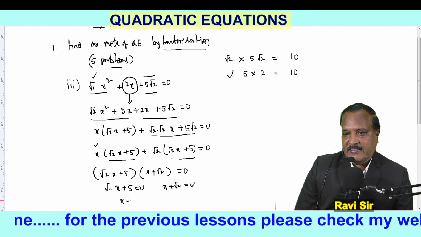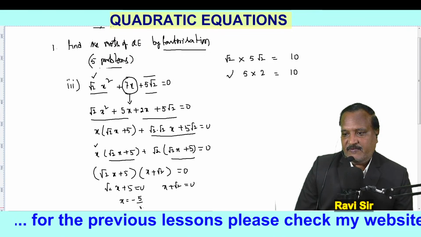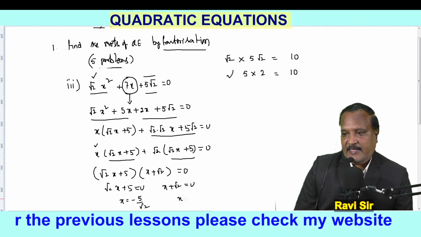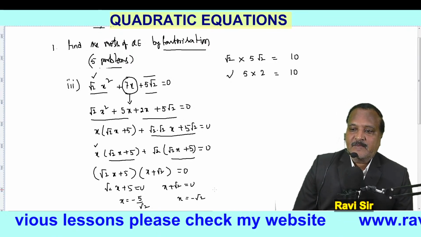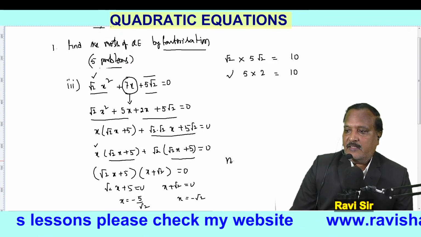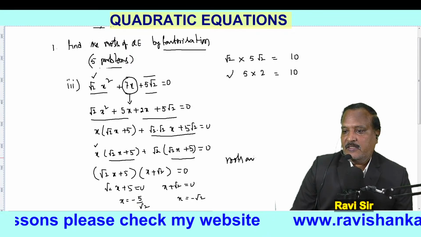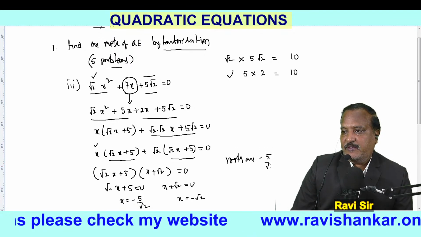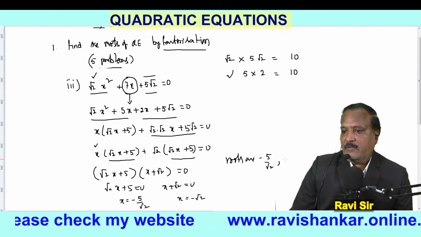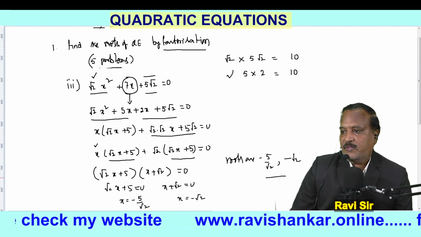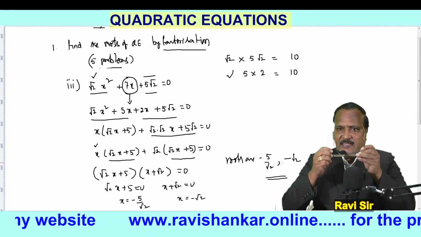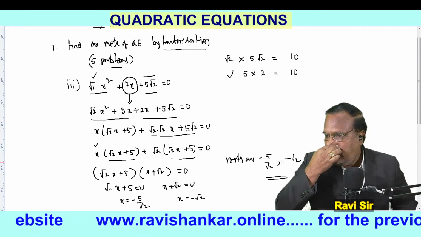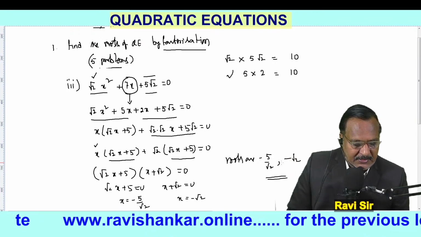So x is equal to minus 5 upon root 2 and x is equal to minus root 2. Okay, so the roots are minus 5 upon root 2 and minus root 2. Okay, so this is a very simple factorization process. Only the thing is root numbers are there.